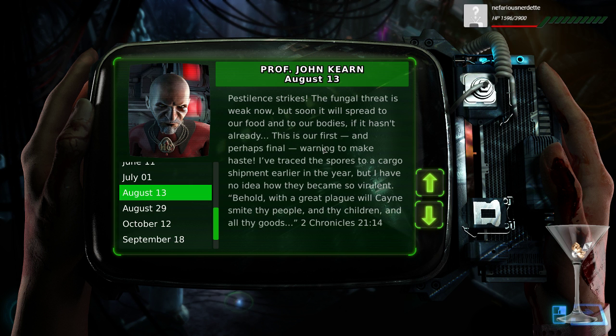August 13th. Pestilence strikes. The fungal threat is weak now, but soon it will spread to our food and to our bodies, if it hasn't already. This is our first and perhaps final warning to make haste. I've traced the spores to a cargo shipment earlier in the year, but I have no idea how they became so virulent. Behold, with a great plague will Cayne smite thy people, and thy children, and all thy goods. 2 Chronicles 21:14.